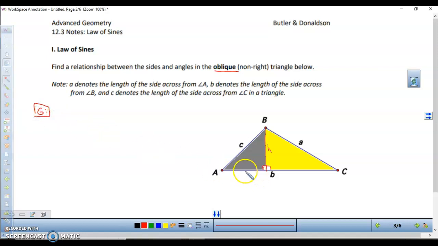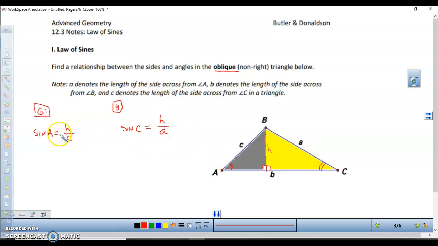In the gray triangle, I know that the sine of angle A, in a right triangle using SOHCAHTOA, sine is opposite over hypotenuse. So the sine of A is equal to H over C. All right, now for the yellow triangle. In the yellow triangle, I know that the sine of C is equal to opposite, which is H, over hypotenuse, which is A. So the sine of C is equal to H over A.